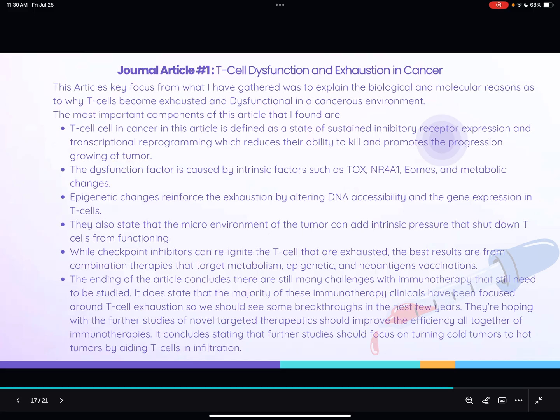The most important components were that T cell exhaustion in cancer is defined in this article as a state of sustained inhibitory receptor expression and transcriptional reprogramming, which reduces their ability to kill and promotes the progression of the growing tumor. The dysfunction is caused by intrinsic factors such as TOX, NR4A1, EOMES, and metabolic changes. Epigenetic changes reinforce the exhaustion by altering DNA accessibility and gene expression in these T cells.